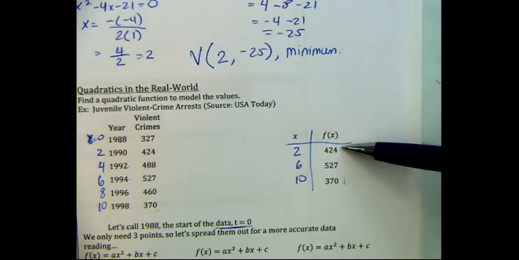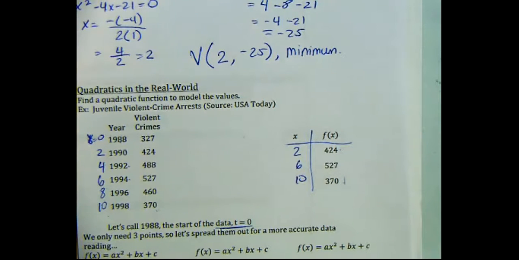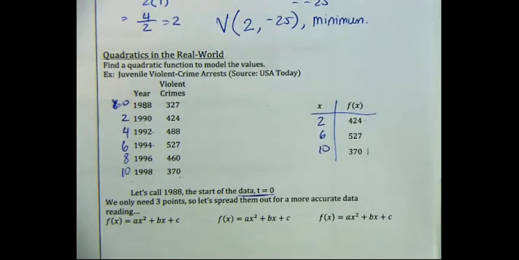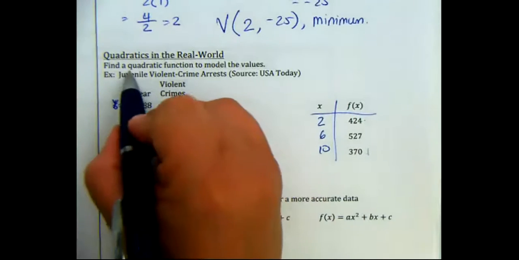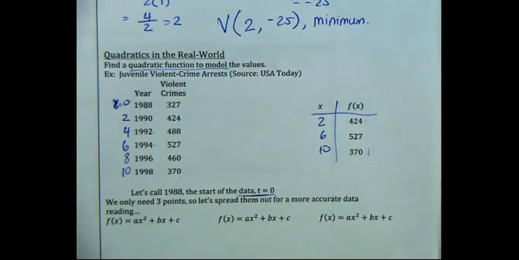So what we need to do, in order to figure out a model, a function, for this real world problem, we're trying to find a quadratic function model, right? In order to find a function, we simply just need 3 points.